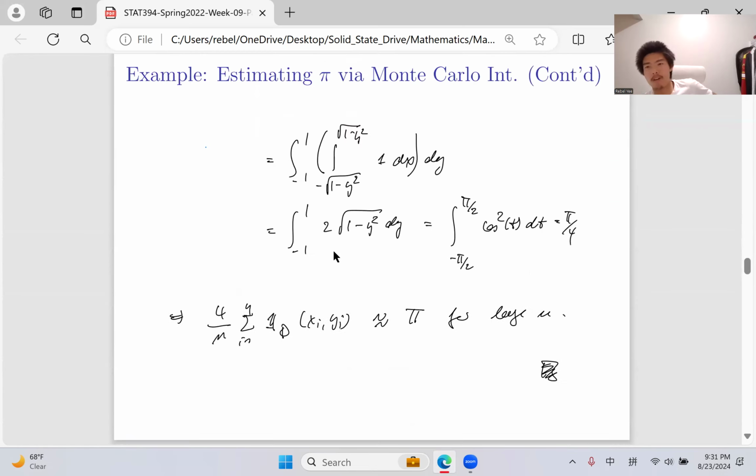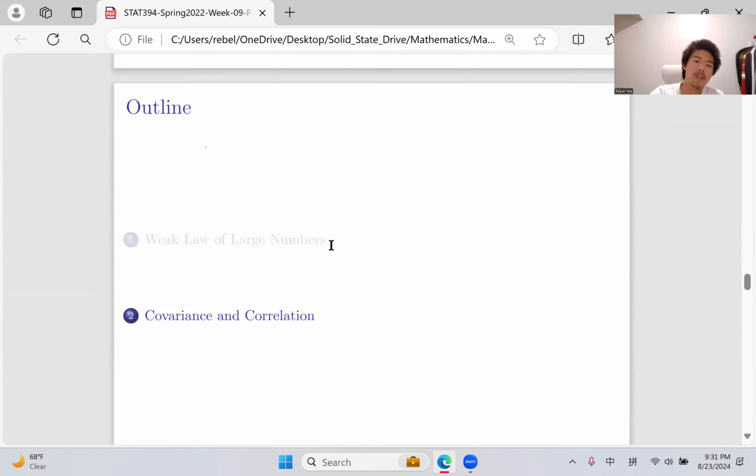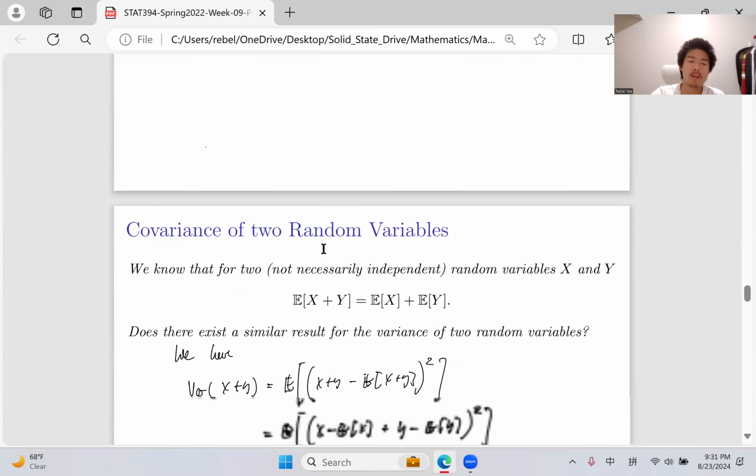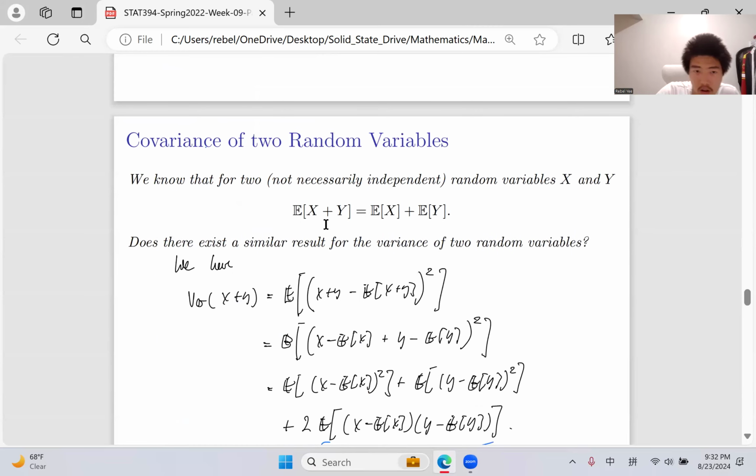All right, so that's our discussion of the weak law of large numbers today. And we'll move to the next topic, which is called covariance and correlation. Honestly, covariance is a topic in 395, which is in the second series of probability. So I will not go into details about the covariance calculation and its formula, but I'll mainly talk about what it means and what the difference is between covariance and independence.